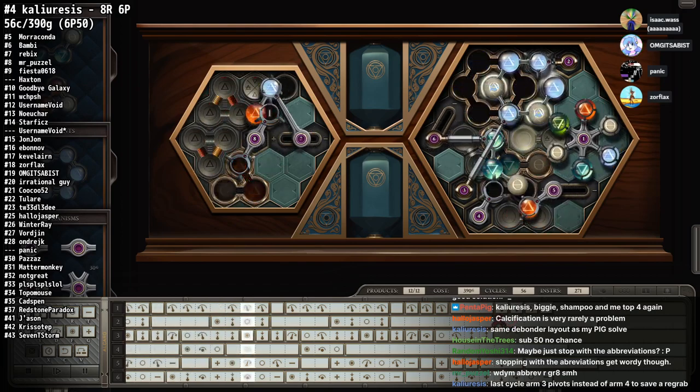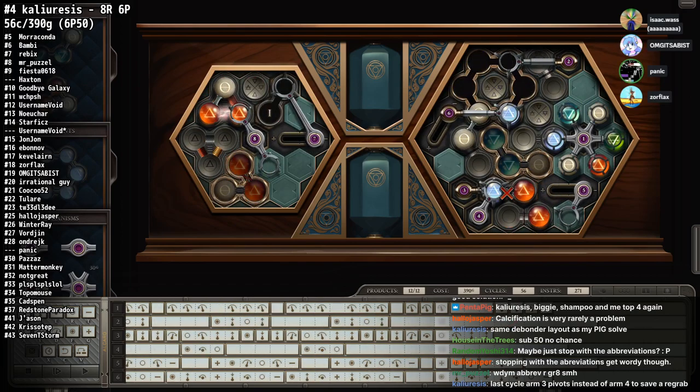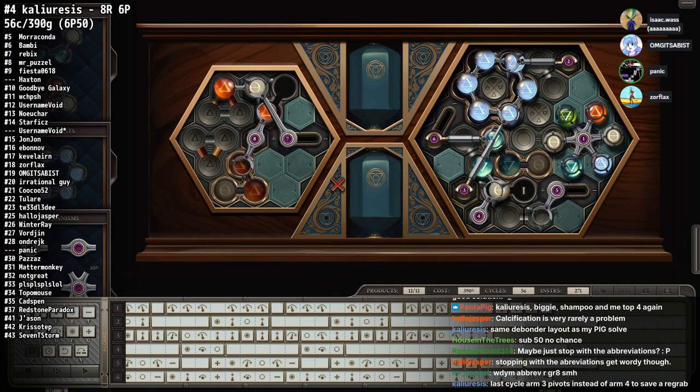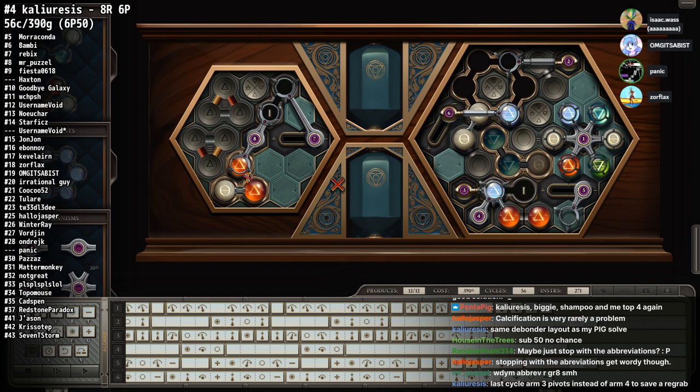I see. So on the last output, arm 3 is pivoting itself instead of handing off to arm 4, so it saves a little bit of time in there. Makes sense. Yeah, last cycle, arm 3 pivots instead of arm 4. Makes sense.